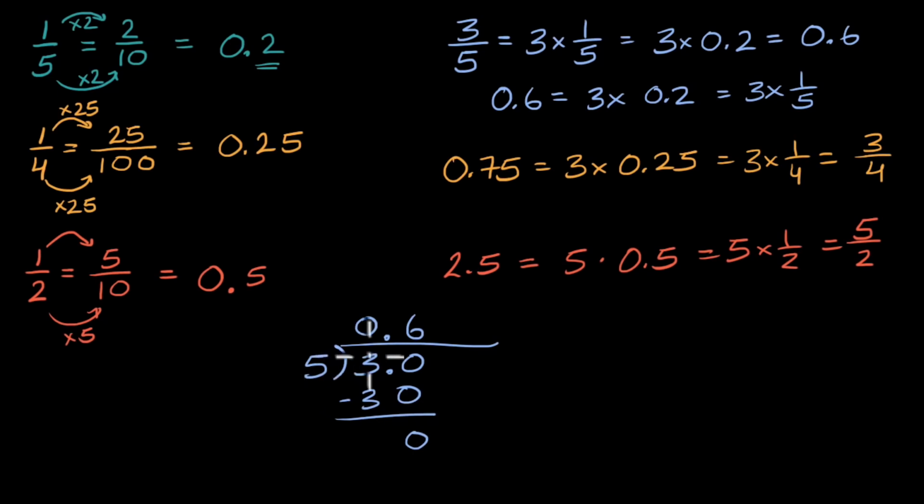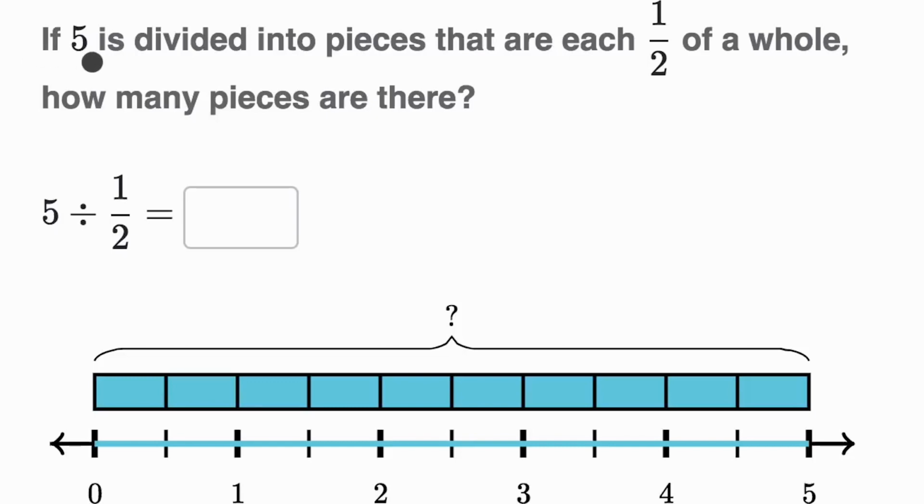So this wasn't a ton of work, but the reason why I like the other approach, not only is it faster, but it gives you a better intuition for what actually is going on. If 5 is divided into pieces that are each 1/2 of a whole, how many pieces are there? And this would be the equivalent of saying, what is 5 divided by 1/2?